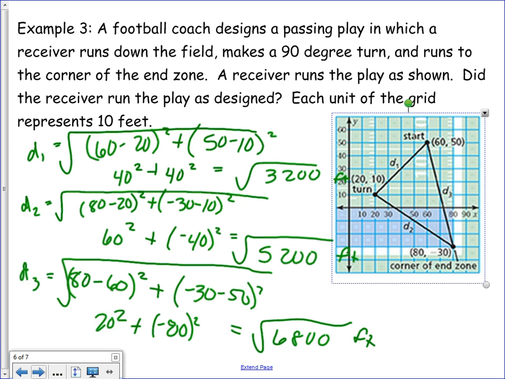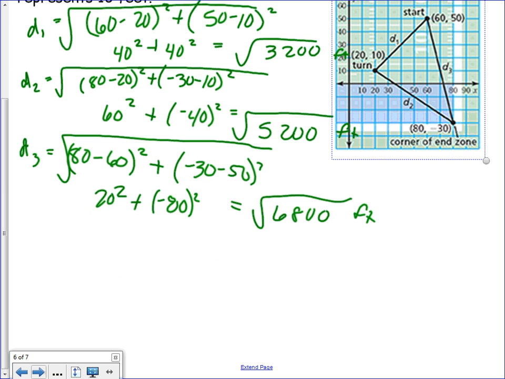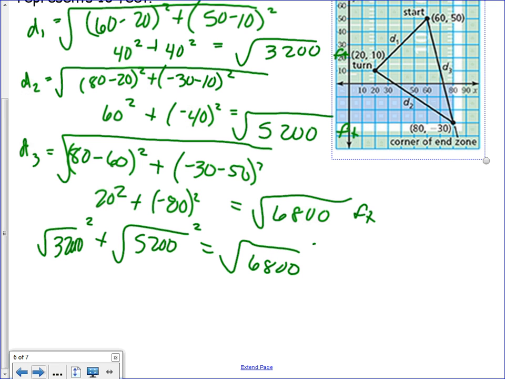We can see that 3 is the largest. Looks like, according to this, it should be the hypotenuse anyway. Now what we need to do is use the Pythagorean converse to see if this indeed is a right triangle. So we have the square root of 3,200 squared plus the square root of 5,200 squared, and that should equal the square root of 6,800 squared. The square root of 3,200 squared is just 3,200, plus 5,200, and that should equal 6,800 if that is indeed a right angle here, which is where we're trying to see if they made that 90-degree turn.